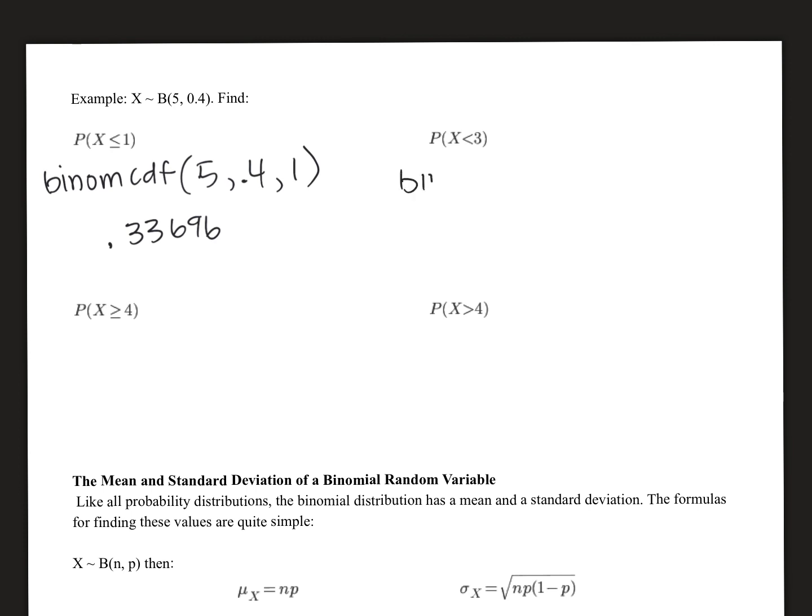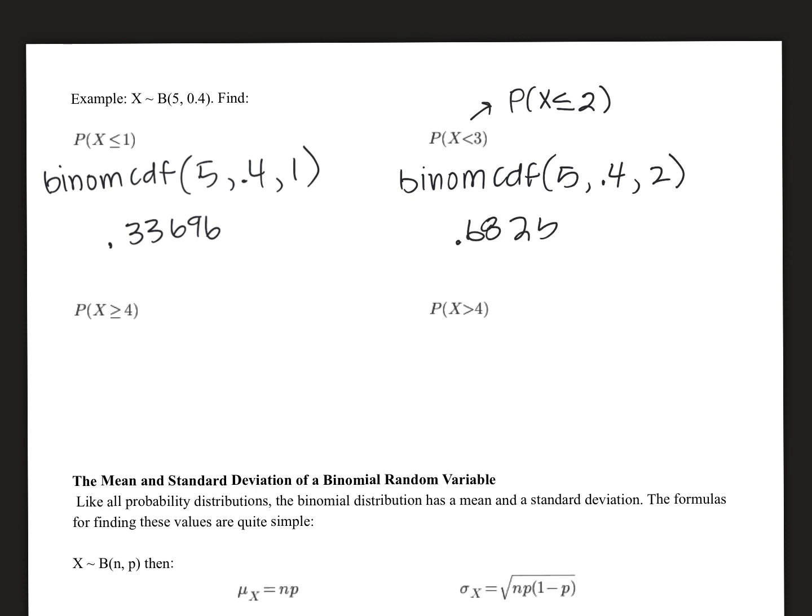Probability x less than 3. This is where we have to be careful because our calculators can only do less than or equal to. So if I want to be specifically less than 3, that means I'm looking at the probability of being less than or equal to 2. Remember, binomial distributions don't have decimal outcomes, so we can't get a 2.5 or a 2.6. So when we do 5, 0.4, 2, that gives us 0.68256.